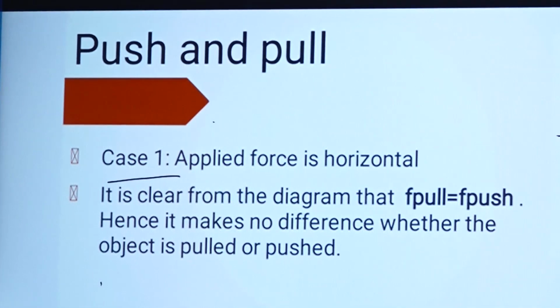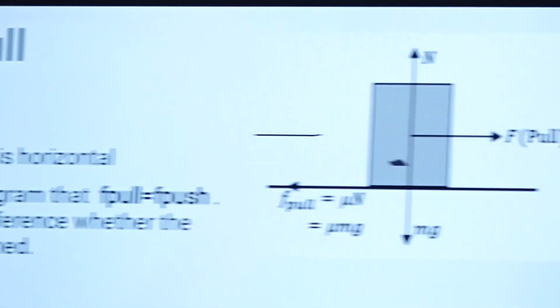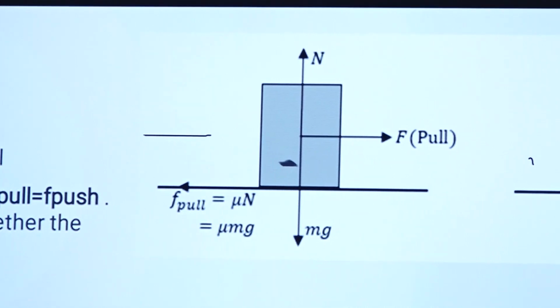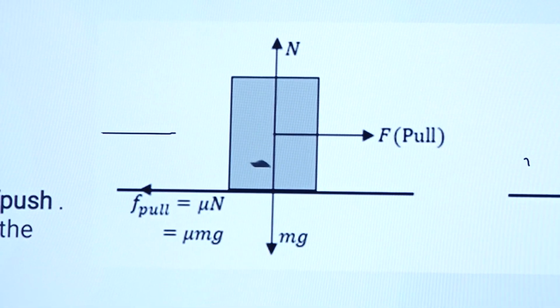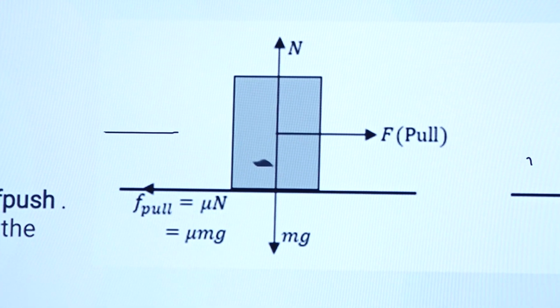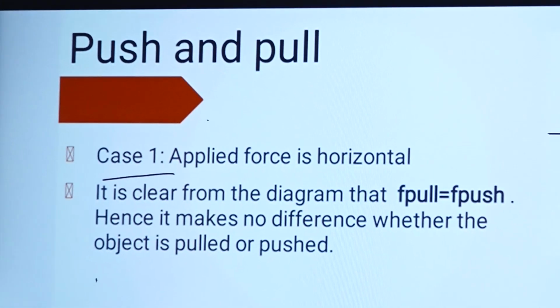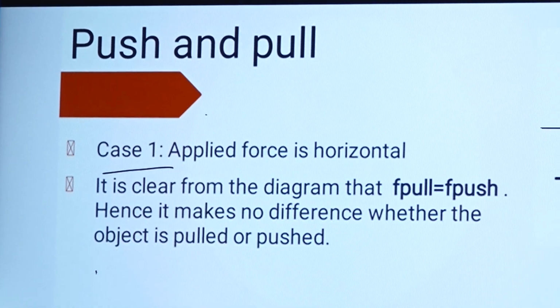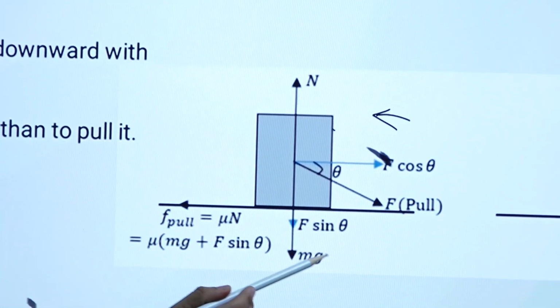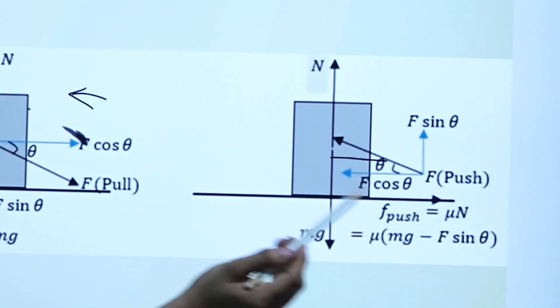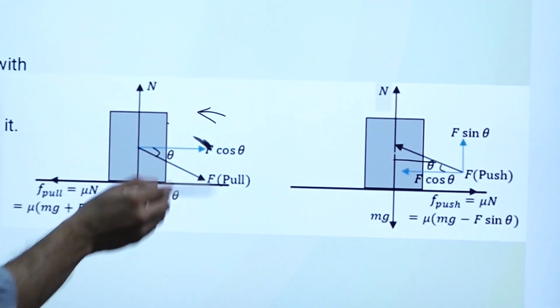First case was we are having force in horizontal direction, right? So there will not be any effect of pull and push on the effort, right? In case 2, applied force makes an angle theta downward with the horizontal, right? So suppose you are pulling like this or you are pushing like that. Okay, so first let us take the first one.